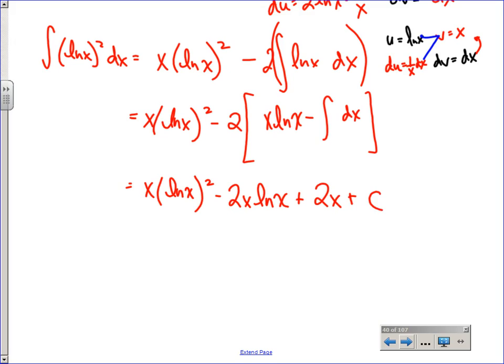Oh, it's so easy to forget plus c on integration by parts because you're forgetting plus c all along. You're integrating and not actually putting plus c, and then all of a sudden on the very last one, don't forget.